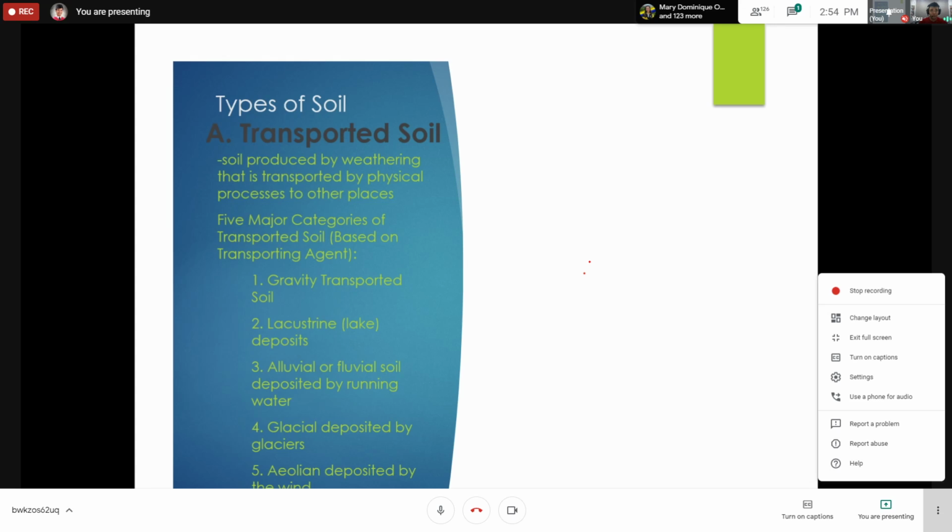So kung tanawon nyo dito way back katong nag-surveying ta dito ka nang dalan pa dun sa Kafa, and if you see the cliff dito, di ba? So na mga small bits of rocks nga naa sa ilawom, di ba? So those are gravity transported soil.